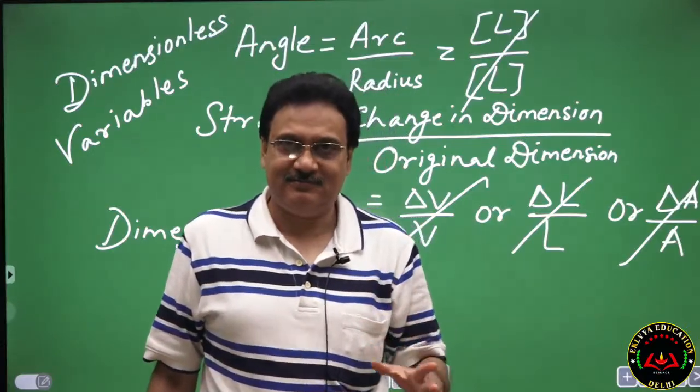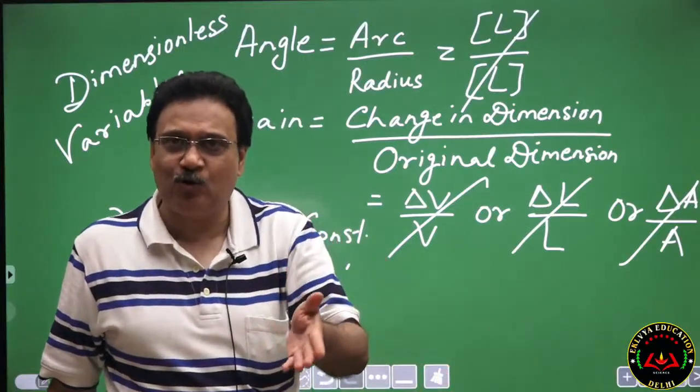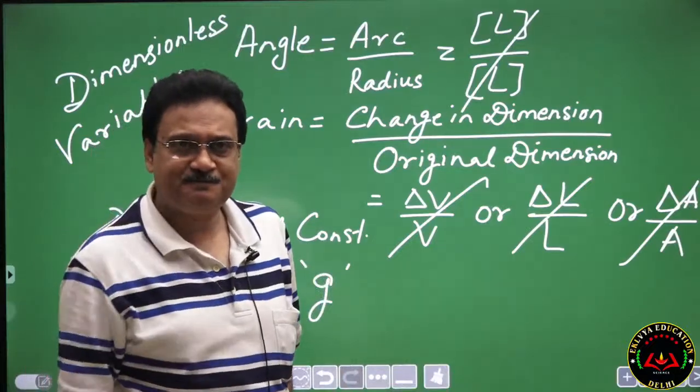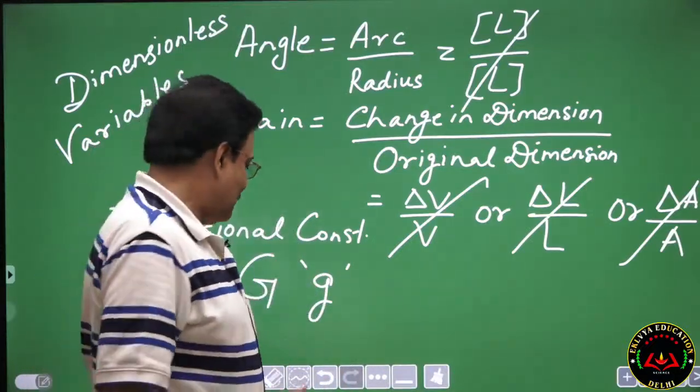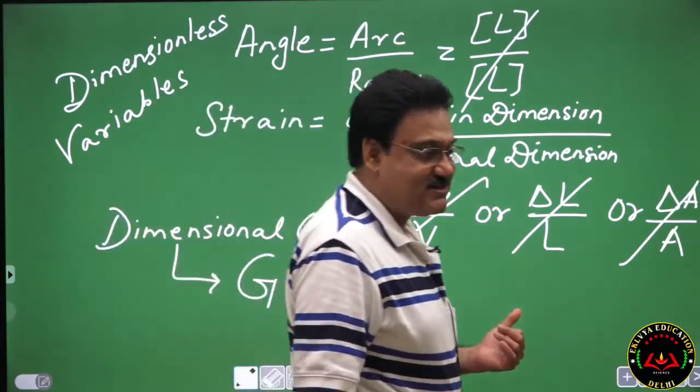सिमिलरली कैपिटल जी, 6.67 इंटू, यू विल डू इट, 11th में आप करोगे पूरा चैप्टर, बट 9th स्टैंडर्ड में यू डिड इट, इफ यू रिमेंबर. सो दिस कैपिटल जी, अगेन इट इज डायमेंशनल कांस्टेंट.